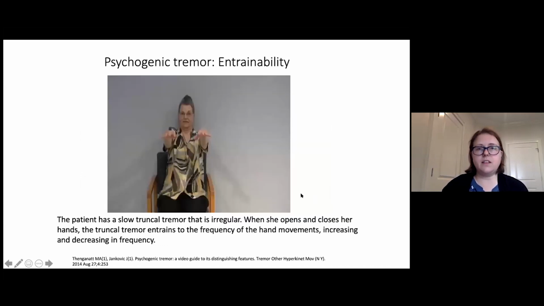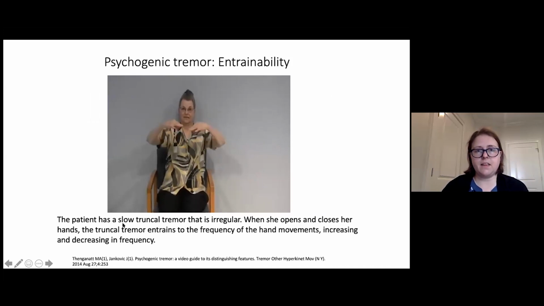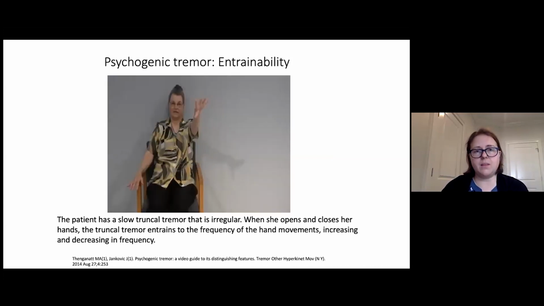Okay, and then finally, this video also shows variability and then entrainability. So she has this sort of truncal rocking motion as well as tremor in the right arm. Here she's been asked to open and close her hand, and you can actually see that the truncal rocking entrains to the exact same rhythm as the hand opening and closing. So that's the clue here to the diagnosis of psychogenic tremor.